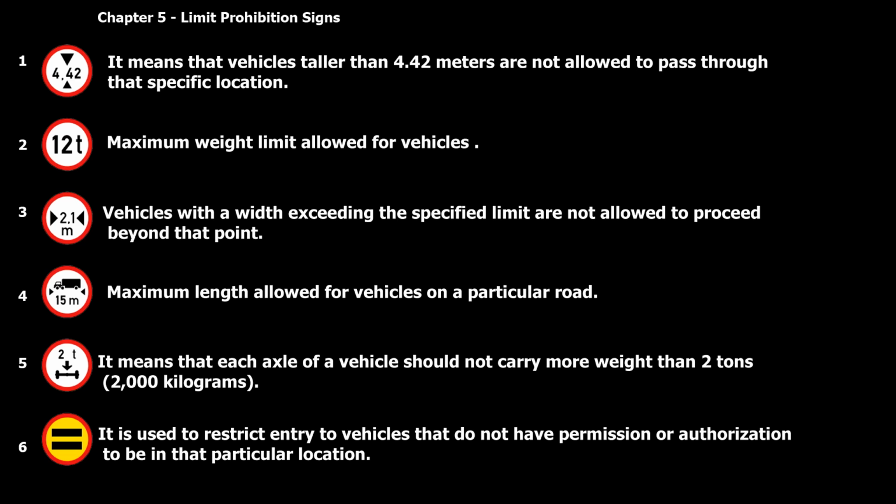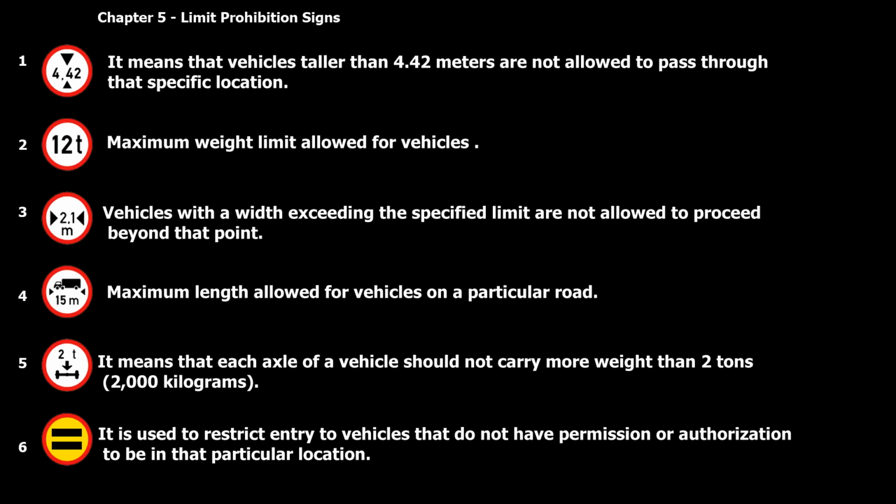And then sign number 2. You can see there's 12 and there's a T, which is 12 tons. So it's basically saying the maximum weight limit allowed for vehicles, meaning that your vehicle should not exceed 12 tons. Should not, then it's not allowed on that road or in that area.